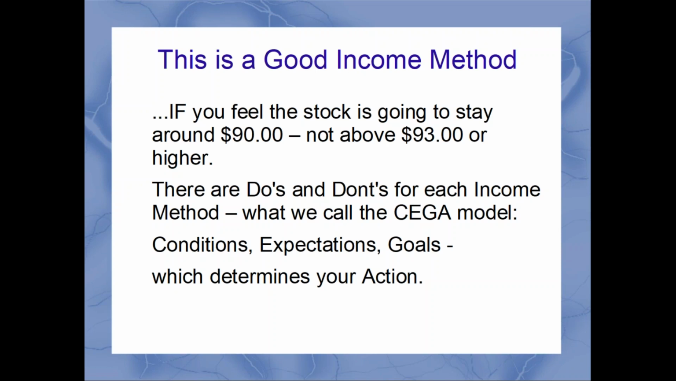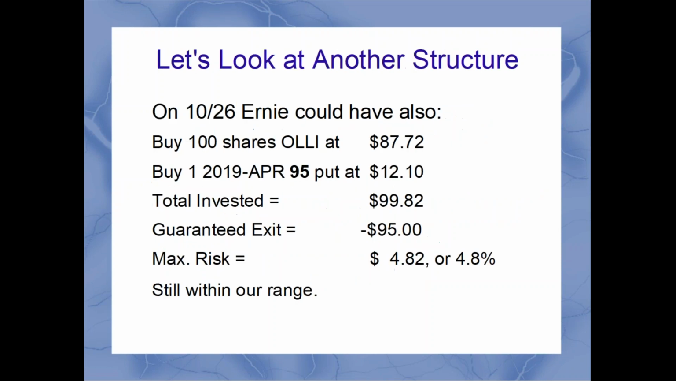The answers to those three, or the sentiments of those three, are going to help determine my action. And that's the SIGA model. It helps me determine which income method is best for the current position I'm in based on my expectations and my goals moving forward. Now let's look at another structure.